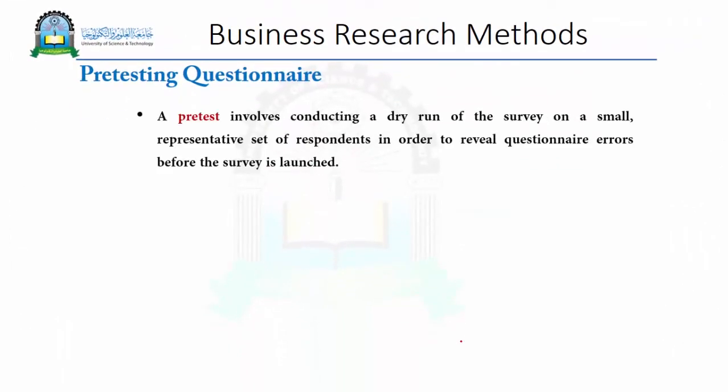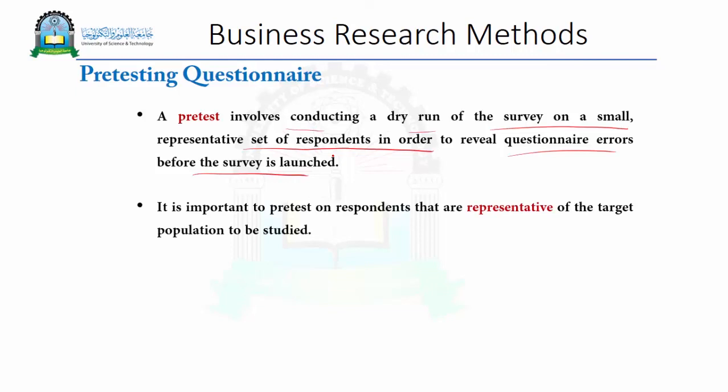The questionnaire needs to be pre-tested. When you finish preparing the questionnaire, following the rules and the guidelines we have just talked about, you need to pre-test the questionnaire. And the pre-test involves conducting a dry run of the survey on a small representative set of respondents. So I will choose a small number of the respondents and try to give them the questionnaire for validity, for example, whether it is clear or not, and to try whether it is reliable or not. So to reveal questionnaire error before the survey is going to be launched.